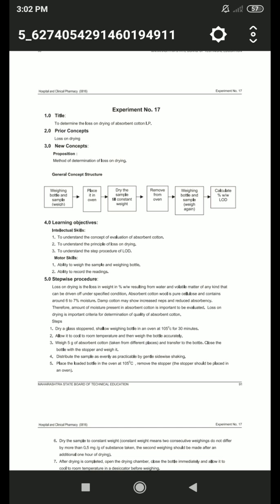Then understand the stepwise procedure of LOD, that is loss on drying. Then the motor skills are the ability to weigh the sample and weighing bottle, and the ability to record the result.